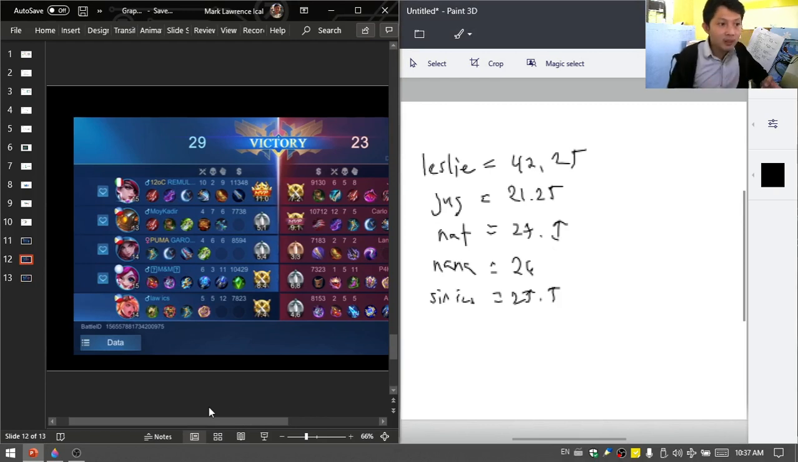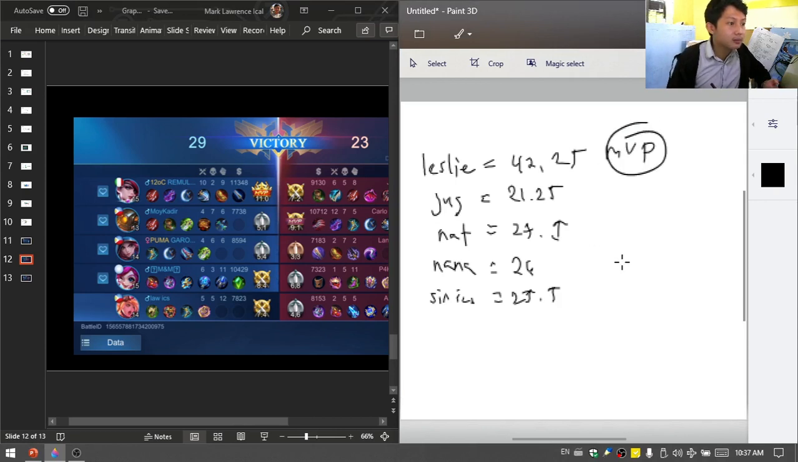Alright, halata naman, no? So ibig sabihin ng total dapat ito, ilan ba total nito? 42.25 plus 21.25 plus 27.5 plus 26 plus 25.5. Ang layo. Okay, total niya 142.5%. So, hindi ko alam kung paano siya nag-ranking, no? Basta, obvious naman, si Leslie yung may pinakamataas, so siya yung MVP. Then, followed by 26. Pero bakit yung Natalia, no? Natalia ay 27. Mali yata ang number to. 23 pala to. 23.5. So, second one is Nana. And then third one is ako.